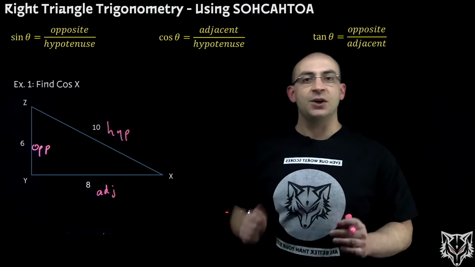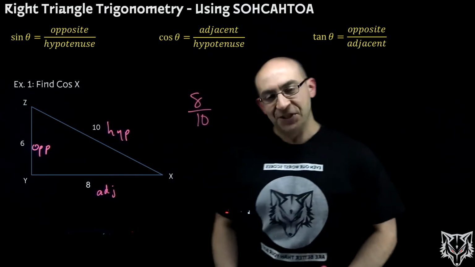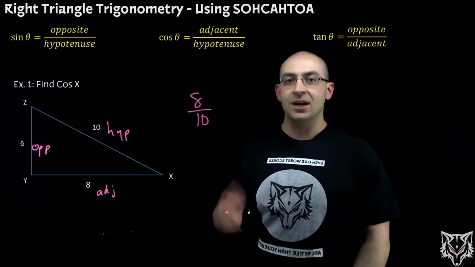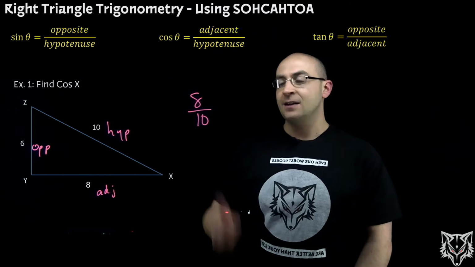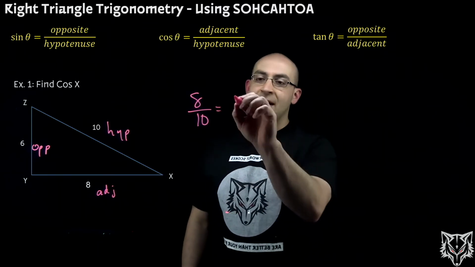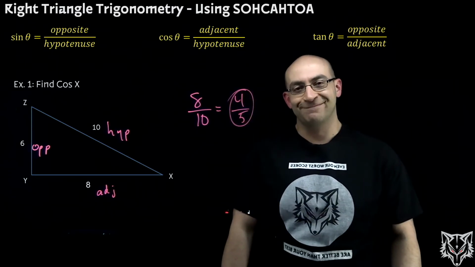Now we can put together the numbers that we need. Cosine, again, is adjacent over hypotenuse, so 8 over 10, which is not our final answer yet, because when we talk about fractions, we want to simplify them as best we can. What do 8 and 10 have in common? Obviously a 2, so we divide by 2 on top and bottom. Cosine of x is the ratio of 4 over 5.